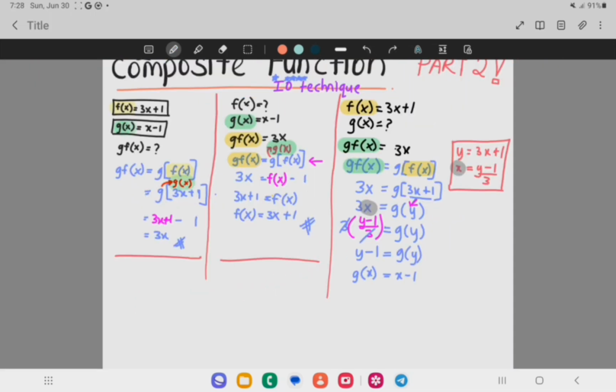Okay, so as you can see here, I was using the same example for this one, for this one, for this one. The same example means I'm using the same equation of the function only. For fx, I'm using 3x plus 1, for gx, I'm using x minus 1, for gfx, I'm using 3x.